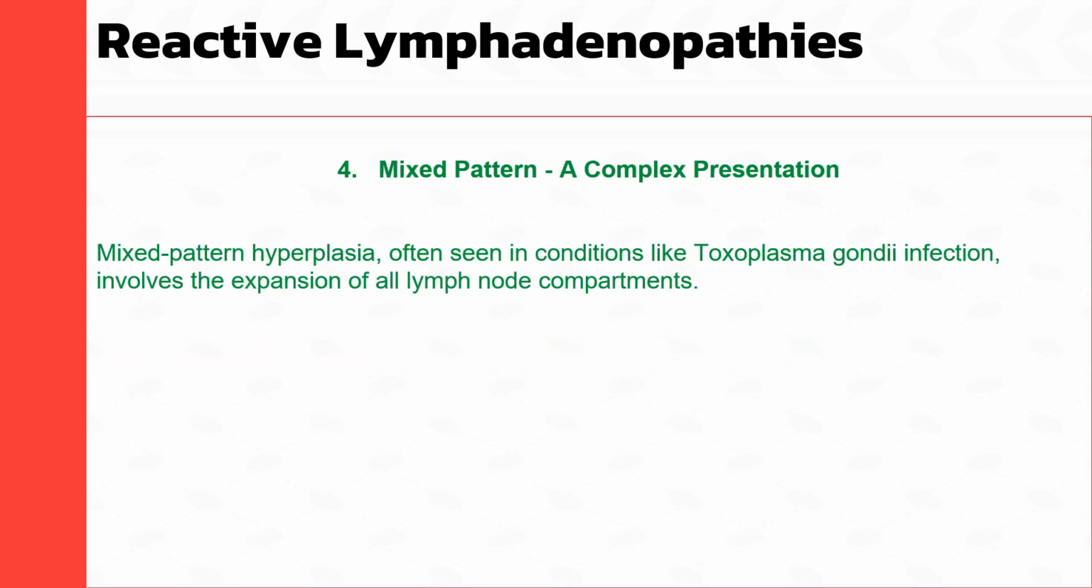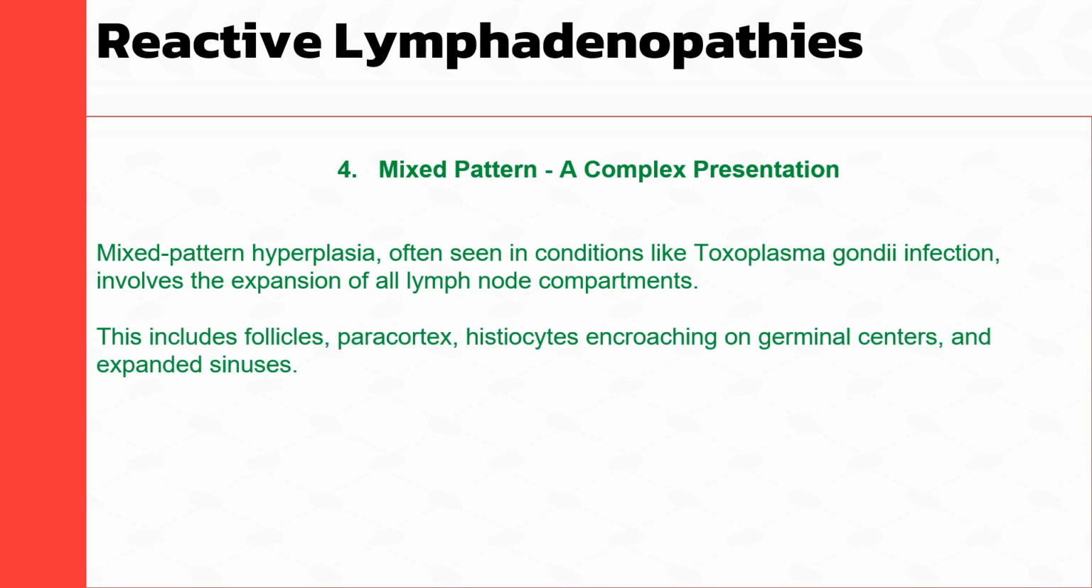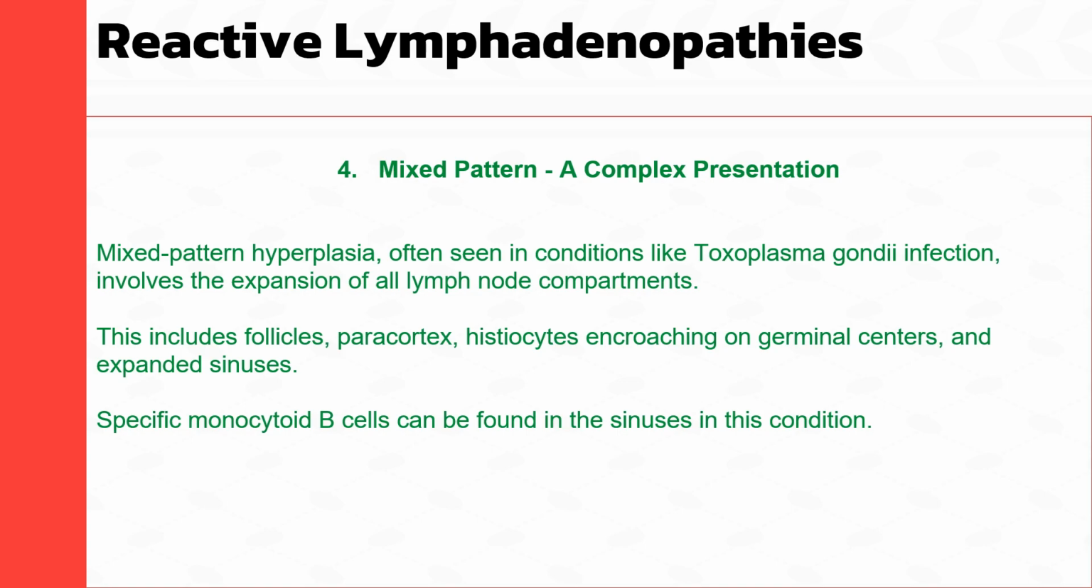Mixed pattern hyperplasia, often seen in conditions like Toxoplasma gondii infection, involves the expansion of all lymph node compartments. This includes follicles, paracortex, histiocytes encroaching on germinal centers, and expanded sinuses. Specific monocytoid B cells can be found in the sinuses in this condition.